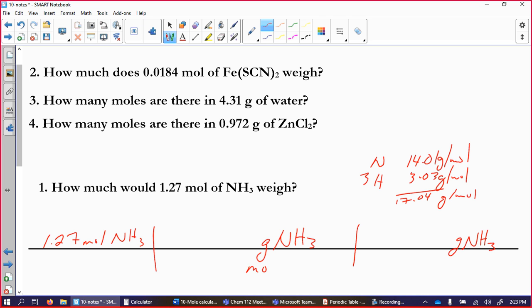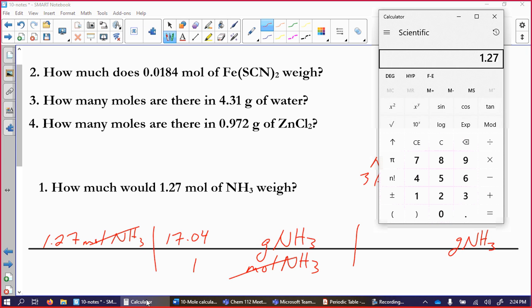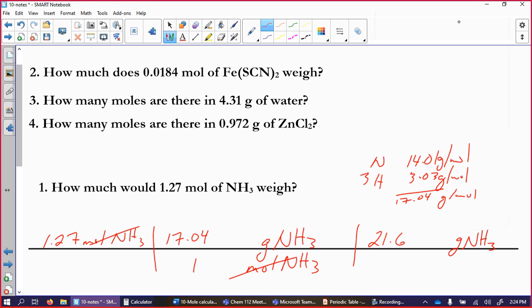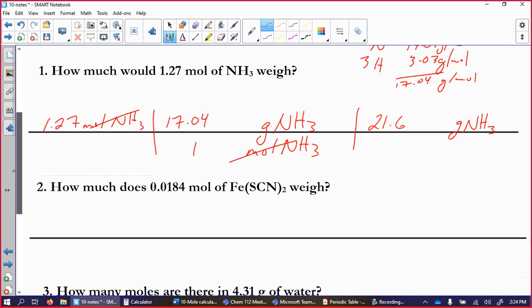I want to get rid of moles. Moles of that cancels with moles of that. We know this is 17.04 grams in 1 mole. 21.6, not 26.1 grams. So you have almost 1.25 moles of ammonia. You would need 21 grams. How many moles are there in 4.31 grams of water?